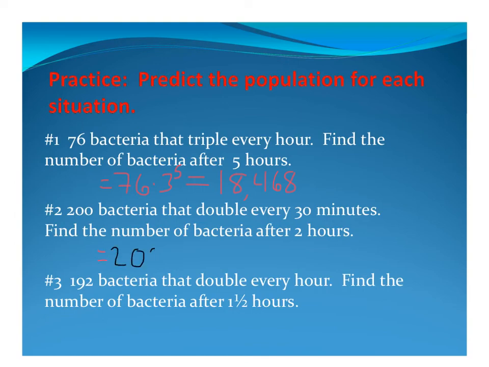The next one, we have 200 bacteria to start with. This one doubles every 30 minutes, so we're still doubling. And after 2 hours, well, how many times does it double if it doubles every 30 minutes after 2 hours? If you said 4, well, that's a score. We end up with 3,200. Woo! Awesome.